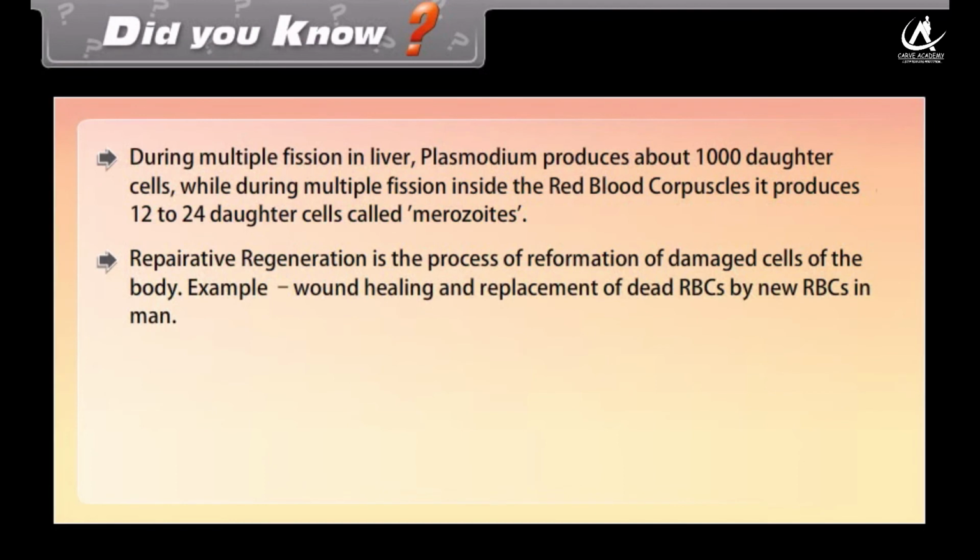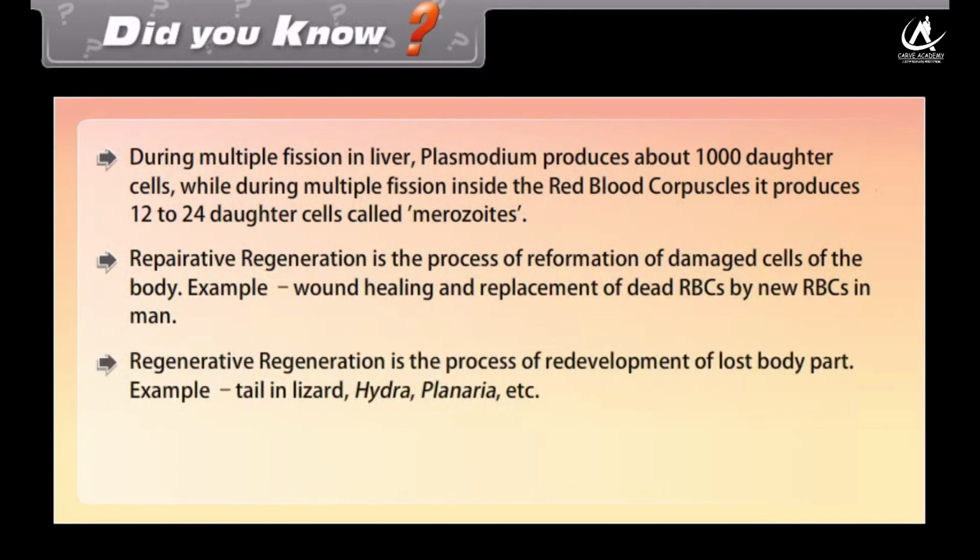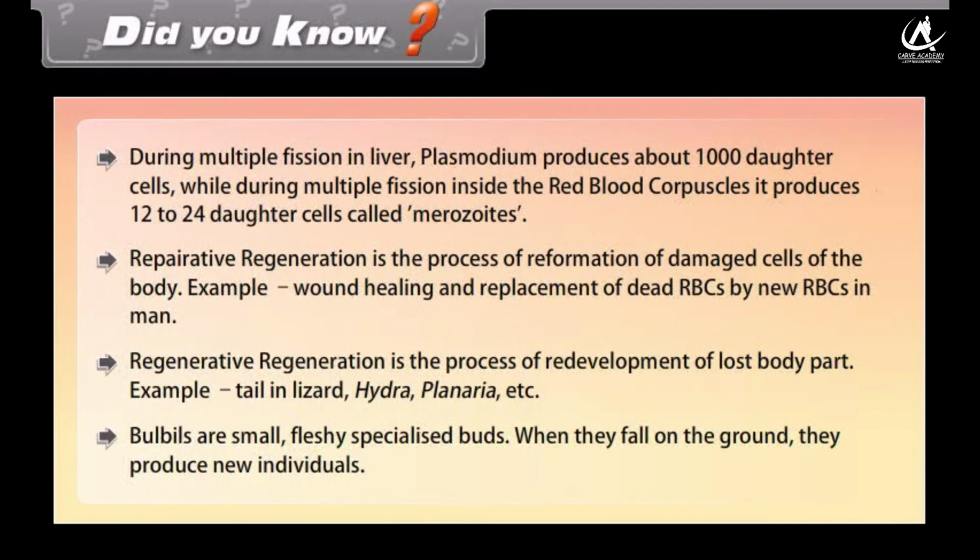Reparative regeneration is the process of reformation of damaged cells of the body. Example, wound healing and replacement of dead RBCs by new RBCs in man. Restorative regeneration is the process of redevelopment of a lost body part. Example, tail in lizard, hydra, planaria, etc. Bulbils are small, fleshy, specialized buds. When they fall on the ground, they produce new individuals.